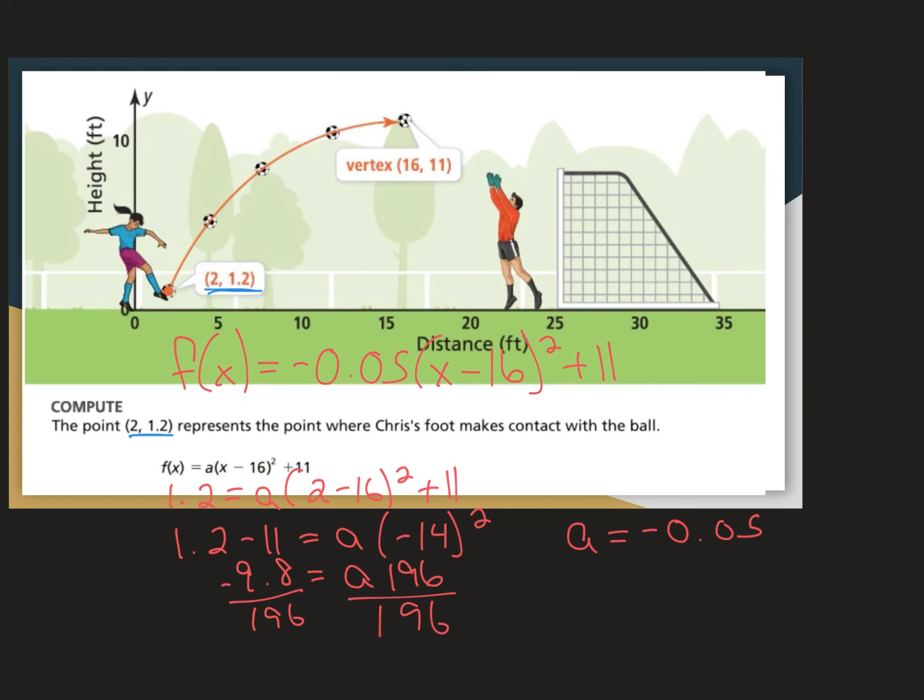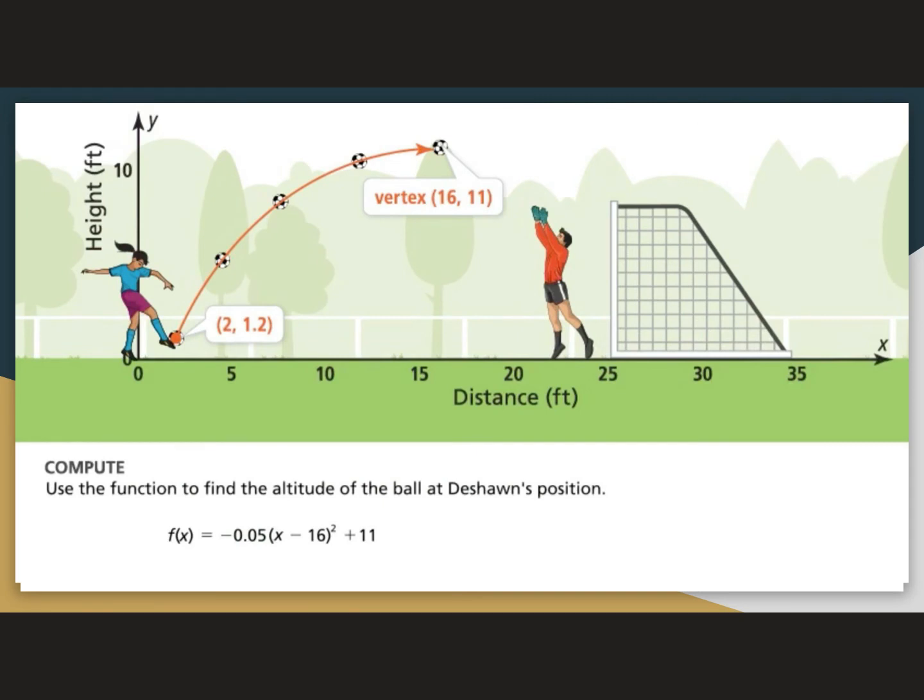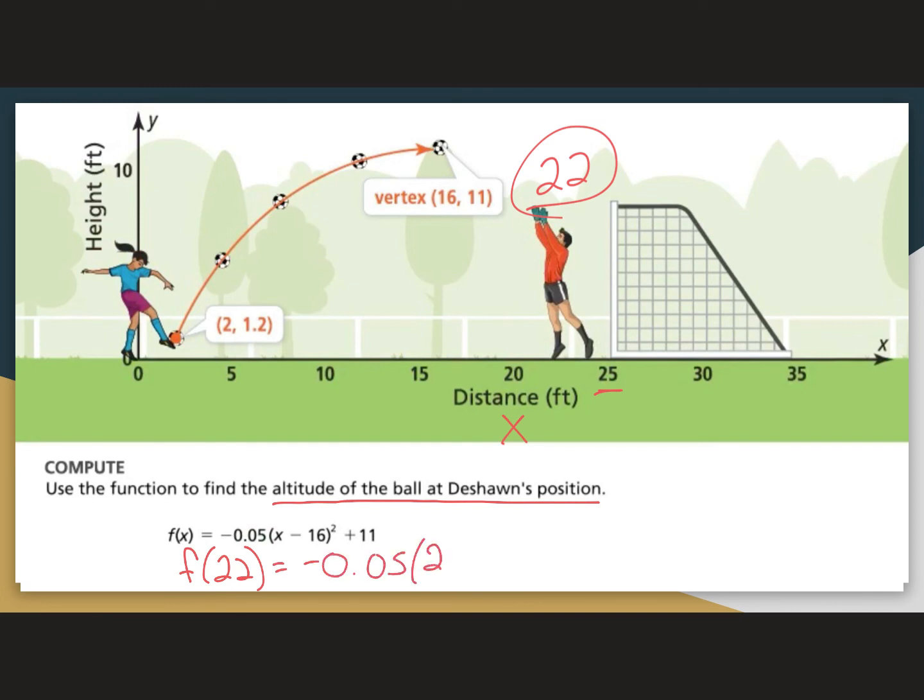So let's keep going. Now we are going to use the function to find the altitude of the ball at Deshaun's position. So we know that Deshaun is 3 feet in front of the goalpost, which is at 25 feet. So we know Deshaun is at 22 feet. Remember, that is our x value. So we're going to substitute in 22 for x. So I have f of 22 equals negative 0.05 times 22 minus 16 squared plus 11.